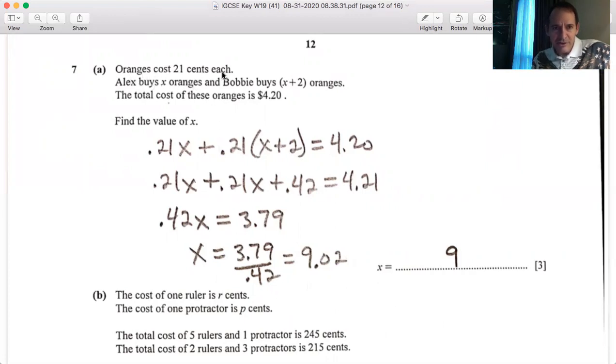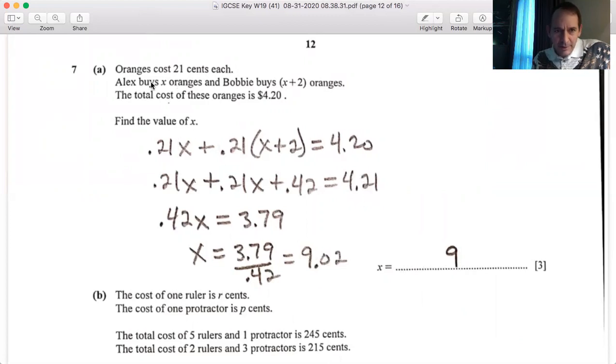So notice oranges cost 21 cents each. Alex buys x oranges. So when you buy oranges, you only buy integer values. You don't buy a fraction of an orange or a decimal of an orange. So my answer here is incorrect. 9 is the correct answer. My mistake is right here.